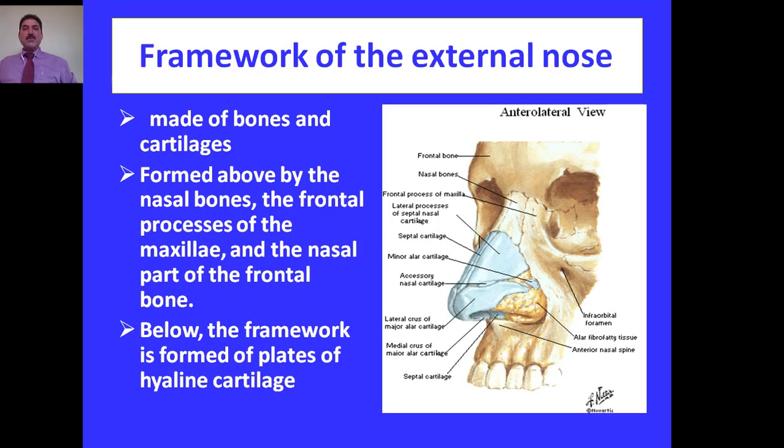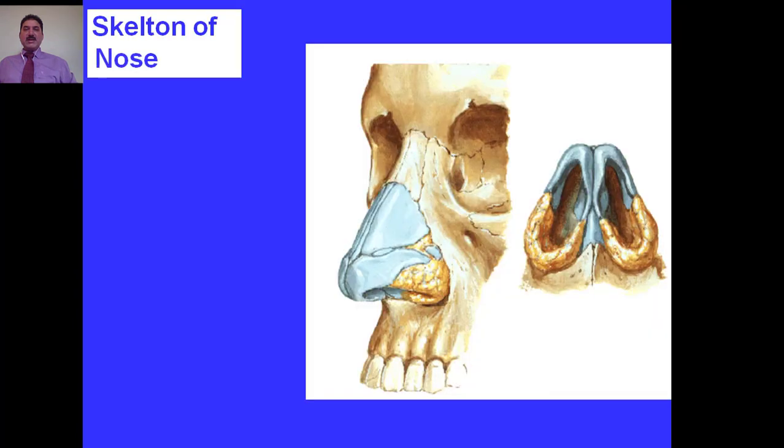Framework of the external nose. External nose is made up of bones and cartilages. It is formed above by nasal bones, the frontal process of the maxilla, and the nasal part of the frontal bone. Below the framework is formed of plates of hyaline cartilage. So this diagram makes skeleton of the nose very clear.